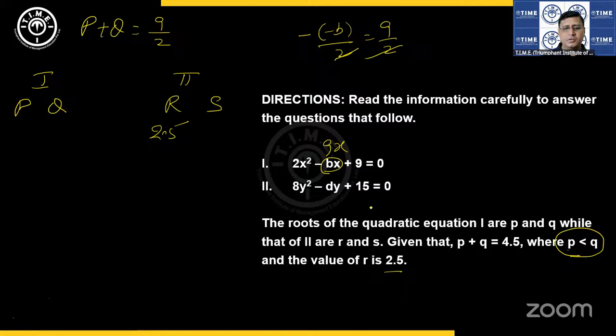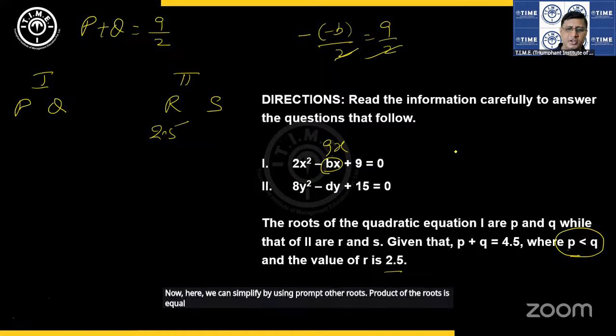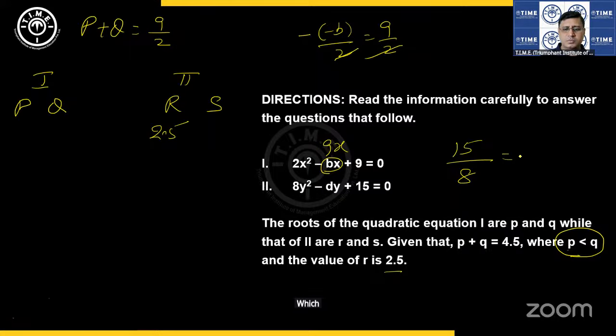Now here we can simplify by using the product of the roots. The product of the roots is equal to how much? c by a. c by a is equal to 15 by 8, which is equal to 2.5 into S. 2.5 into S means simplify. What is the result? 2.5 into 2, that is 5. 5 into 3, 15.